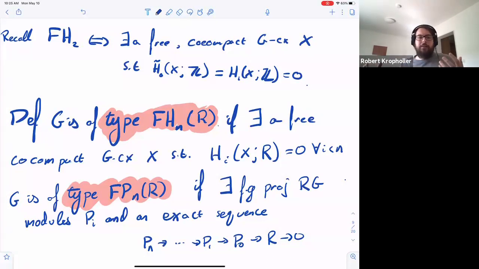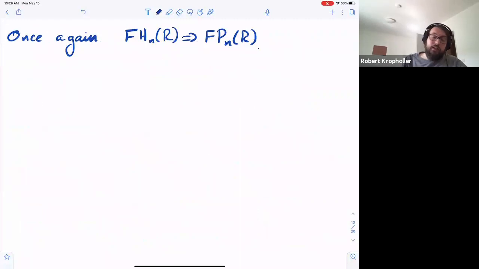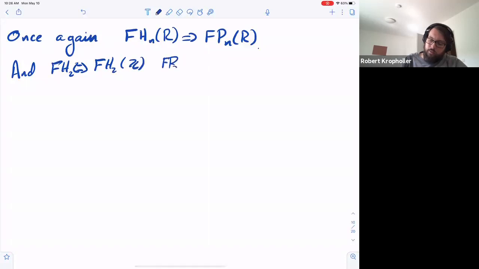Okay, so given these properties FHN and FPN, you can define them over other rings. This is a perfectly reasonable thing to do. And then you can ask, well, how do these things fit together? How do these things fit into the picture? What's really happening here? Once again, as I said in passing, you should be thinking of this projective resolution as maybe coming from the cellular chain complex of your space. And so FHNR implies FPNR. I should also say that FH2 is the same as saying FH2Z, and as I defined them earlier, FP2 is the same as saying FP2 over Z.